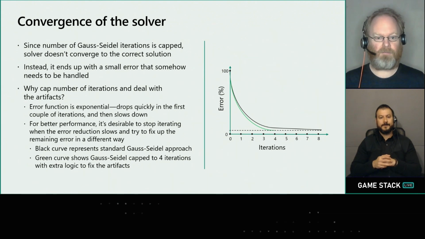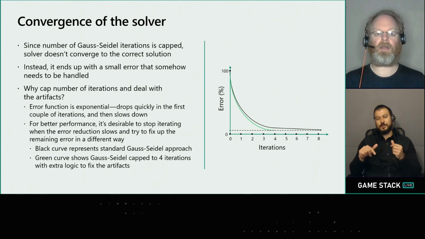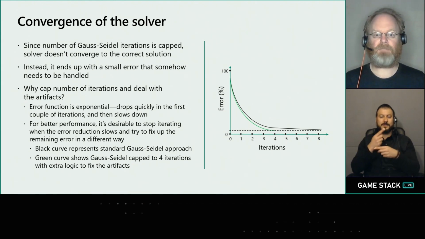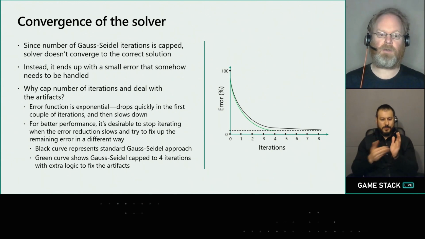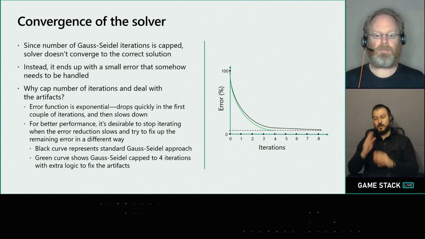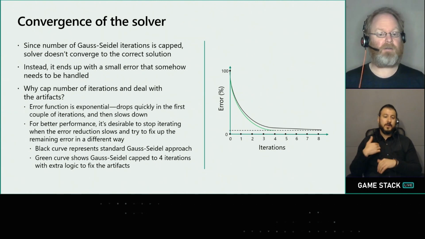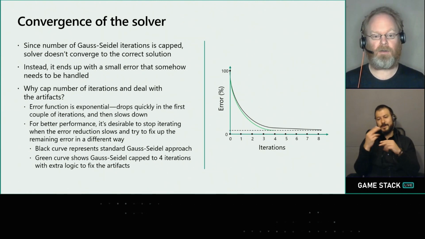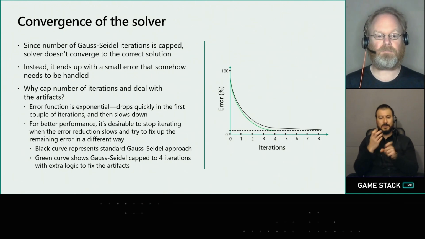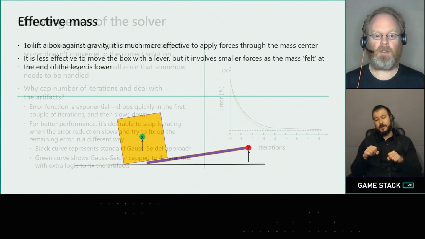So the solver is trying to converge to a correct result. It's giving us diminishing returns. The more iterations, the less movement we get towards 0 error. We could just cap those iterations and use some fancy fix-ups in order to get us to 0 error. Let's see if we can do that.